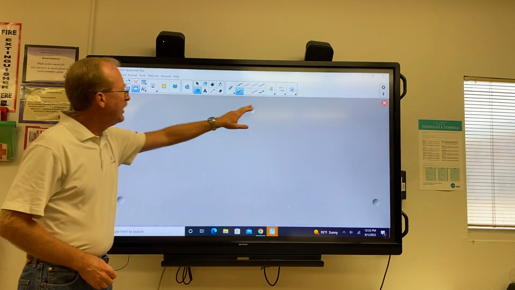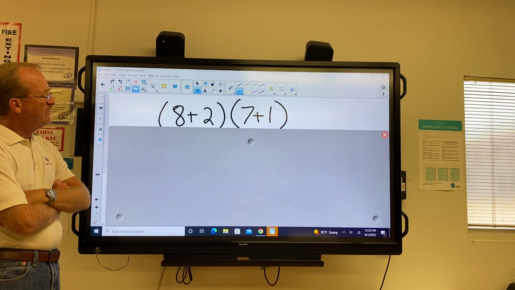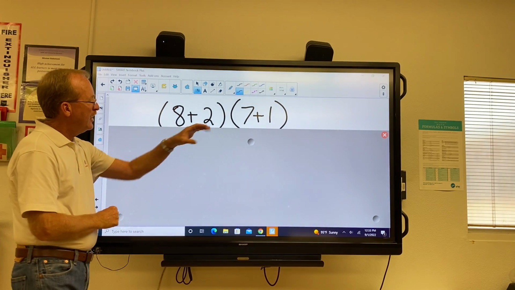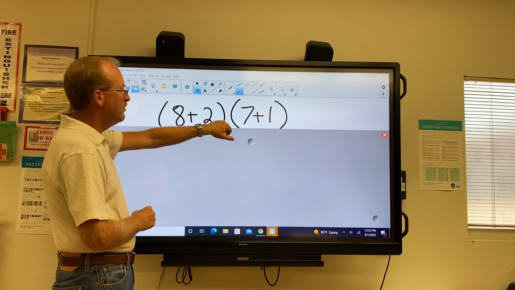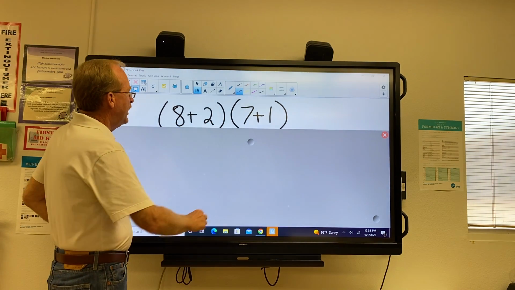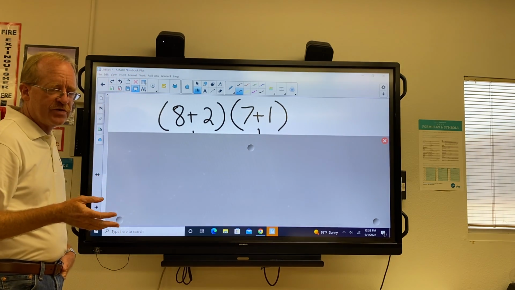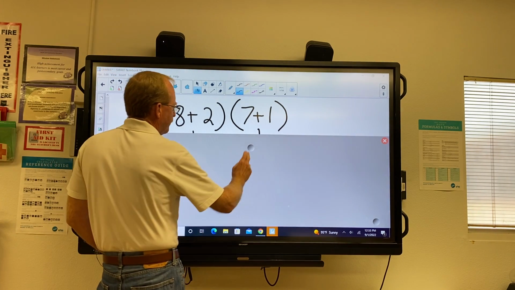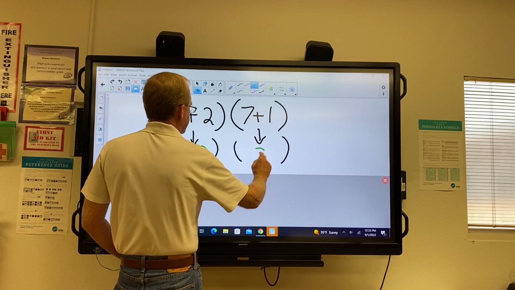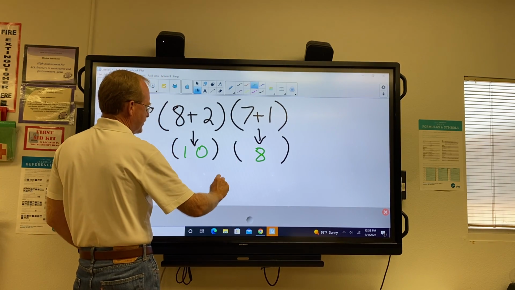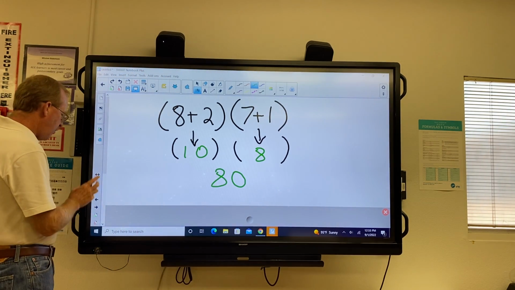Let's isolate that, and you've got (8 plus 2) times (7 plus 1). Now, you know that if you have these guys hard up against each other with nothing in the middle, that means multiply, all right? And when we're dealing with this kind of thing, we do the stuff in the parentheses first. So this is gonna work out pretty well. 8 plus 2 is 10, 7 plus 1 is 8, and now we've got 10 times 8, or 80, okay? All right, pretty straightforward.